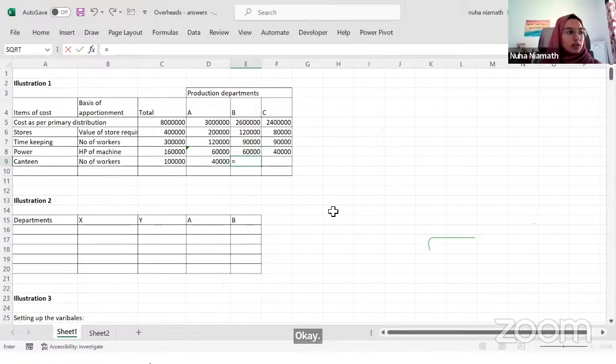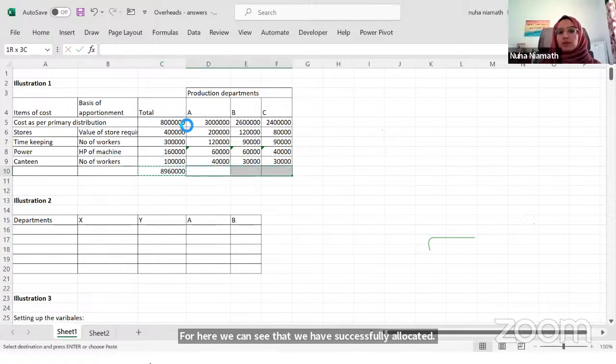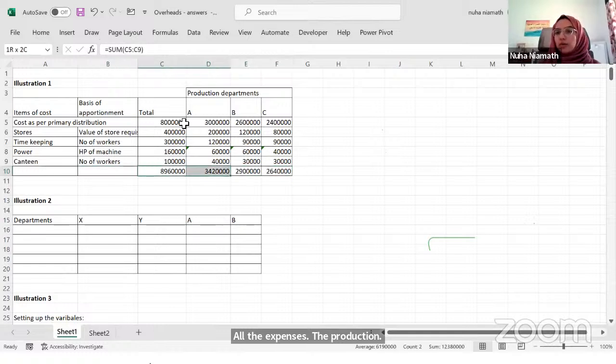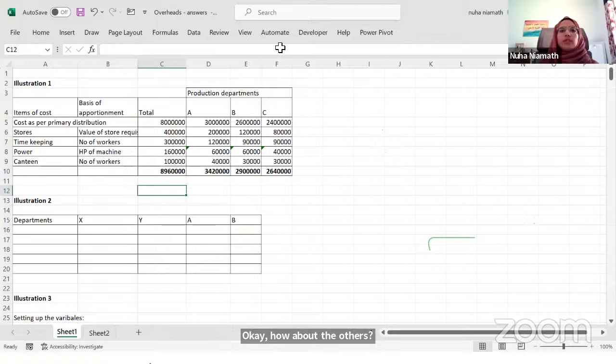Amal Krishna, have you found the answer? If yes, you can put it in the chat box. So here we can see that we have successfully allocated all the expenses to the production departments. I hope everybody has followed along with me and has been able to get the answers. Please let me know. Is there any confusion or anything that you couldn't understand? You want me to repeat it? Please do let me know. Okay, how about the others? Okay, perfect. That's wonderful.